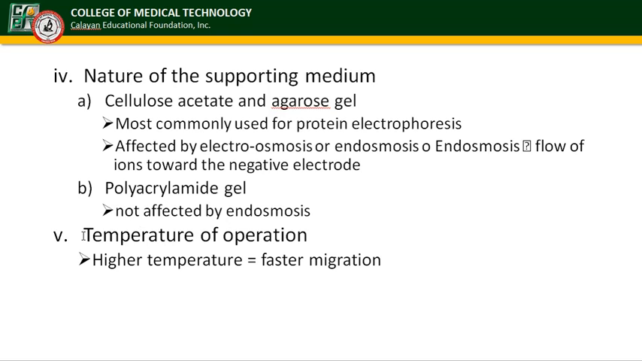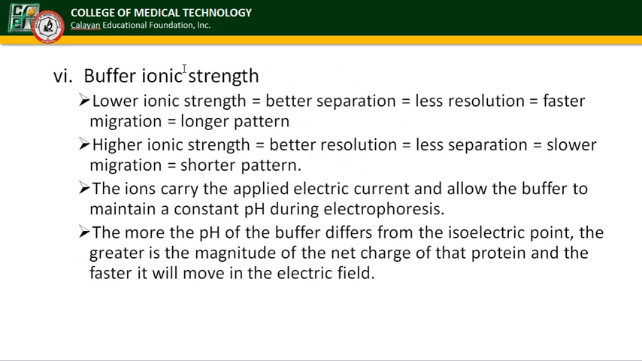Another factor is the temperature of operation. Higher temperature equals faster migration. Buffer or ionic strength. Lower ionic strength, so siya ay better separation, less resolution, faster migration, and longer pattern. Paano naman yung higher ionic strength? So, better resolution, lesser separation, slower migration, and shorter pattern.